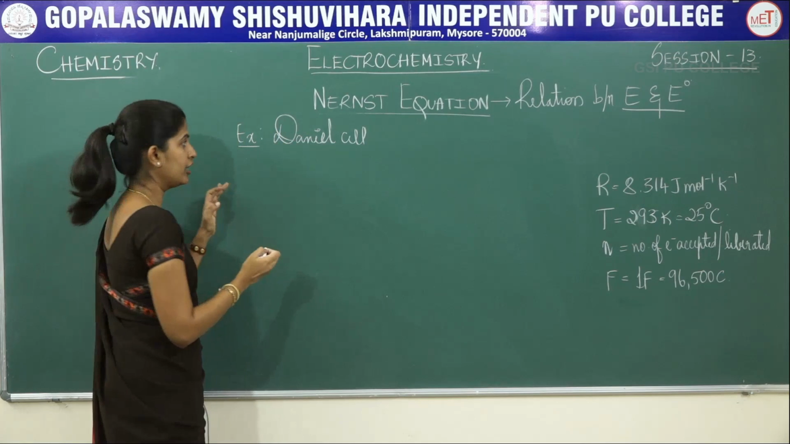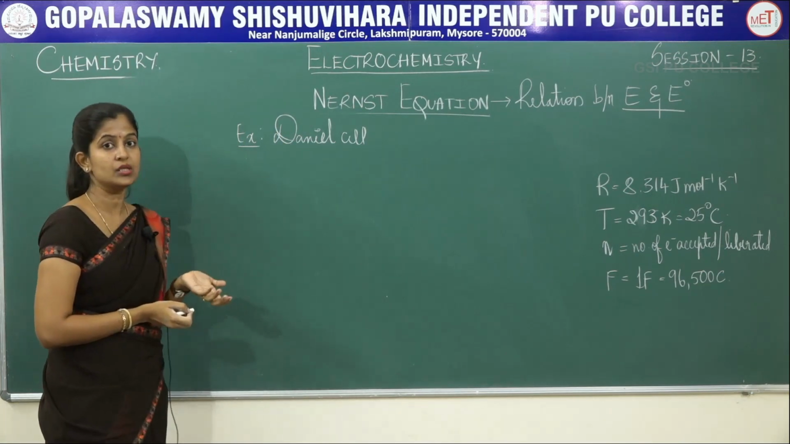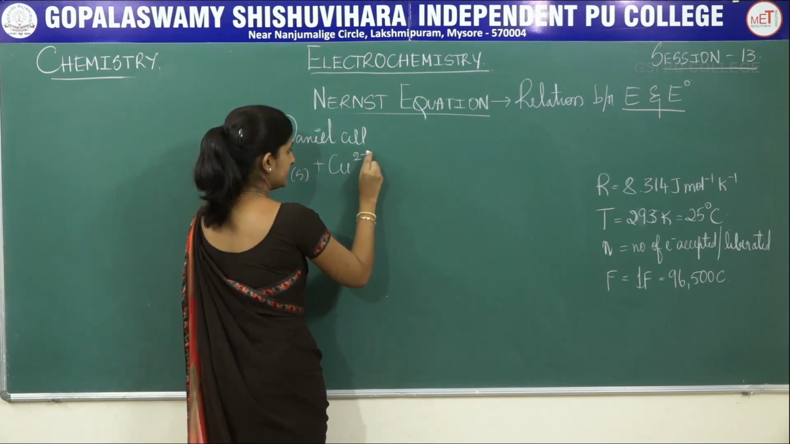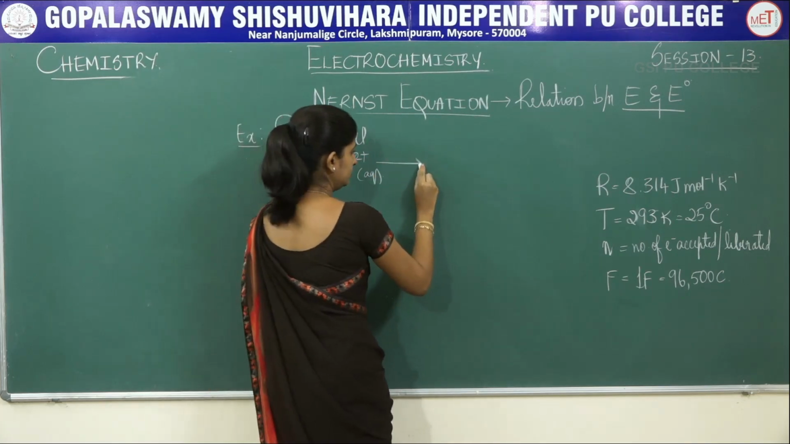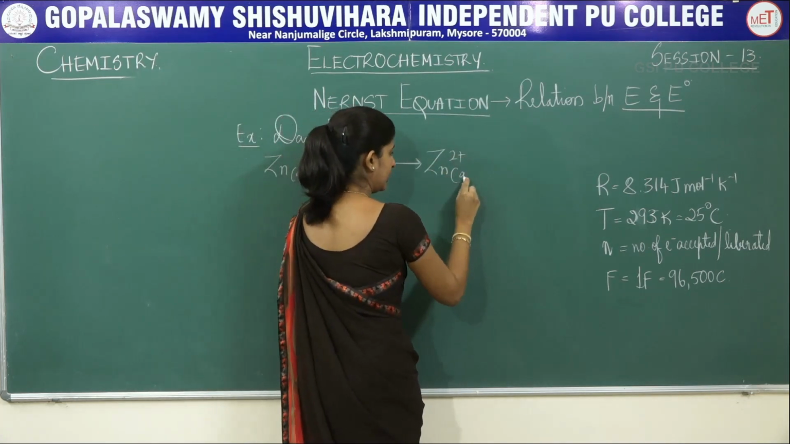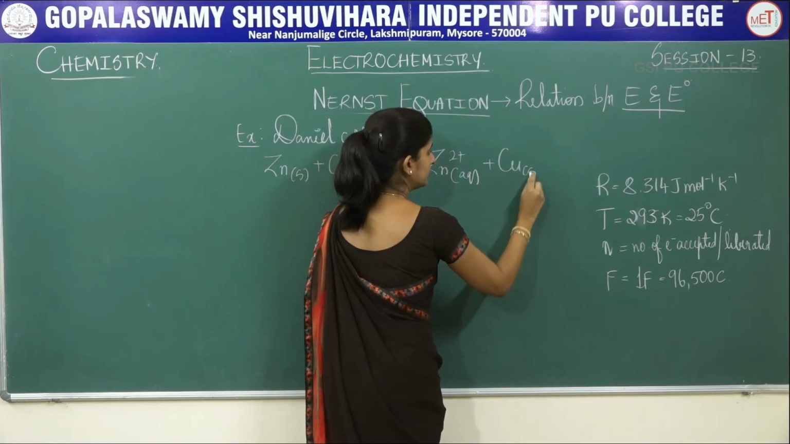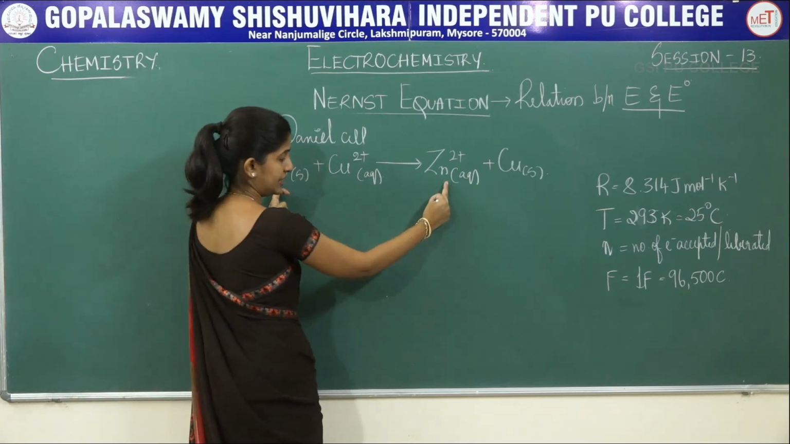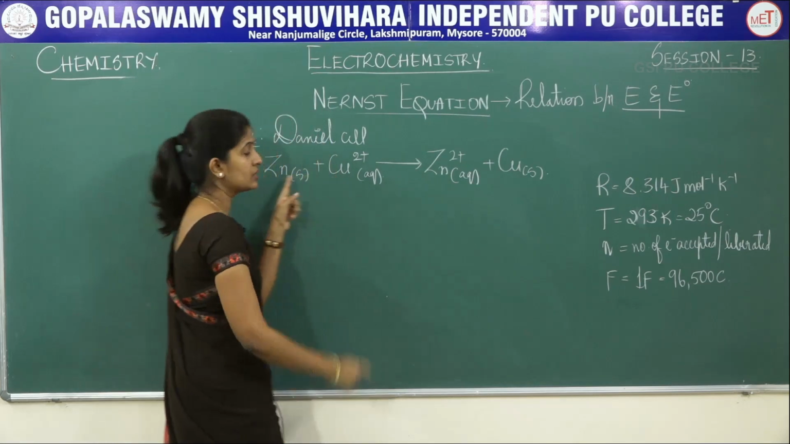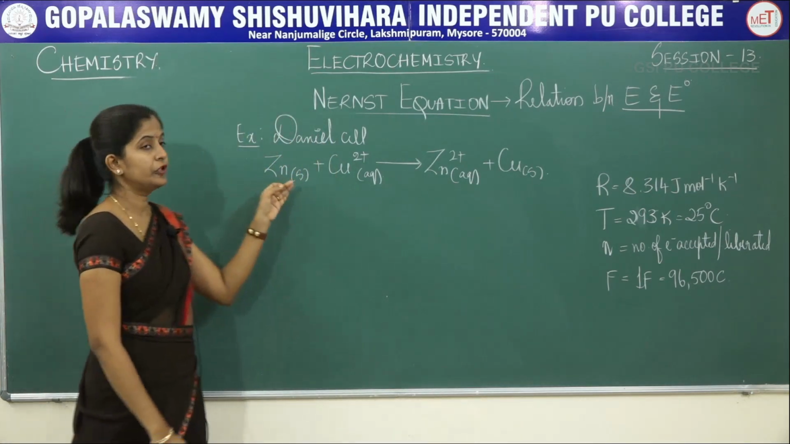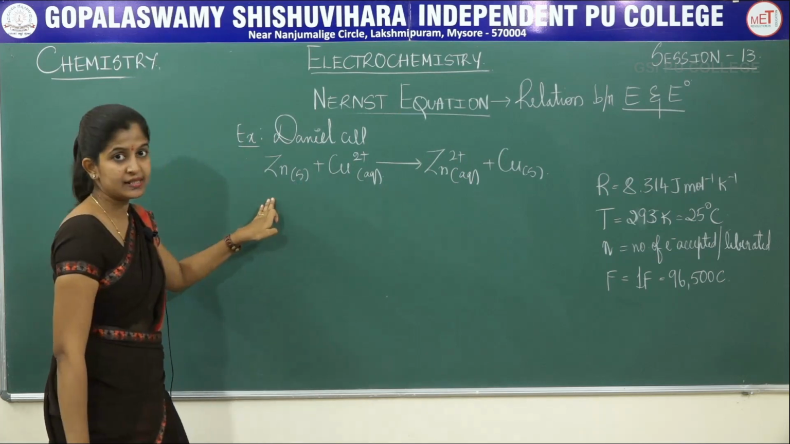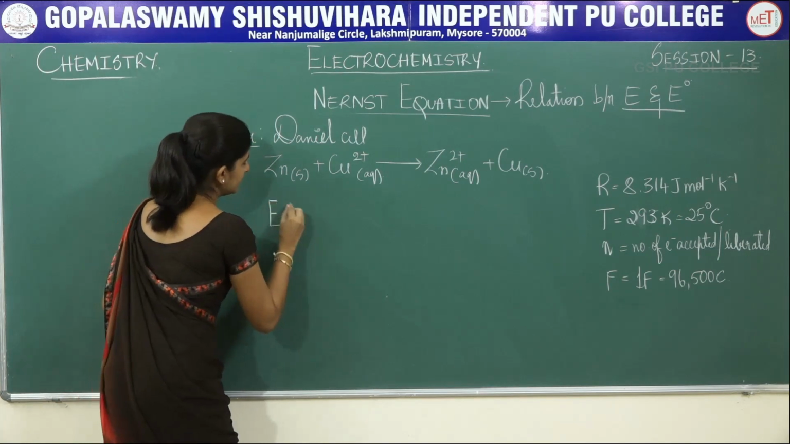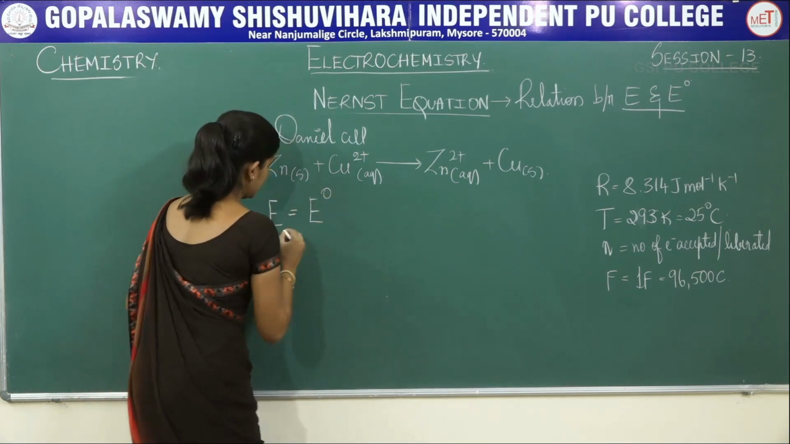So what is the cell reaction? If you look into the cell reaction, zinc undergoes oxidation, copper undergoes reduction. So Zn solid plus Cu2+ aqueous gives rise to Zn2+ aqueous plus Cu solid. This is your reaction for the Daniell cell, the complete reaction, that is zinc has undergone oxidation, copper has undergone reduction. So this is your complete cell reaction for your Daniell cell. So by looking into this, if I have to write your Nernst equation, what will be your Nernst equation? The Nernst equation is E is equal to E naught cell.